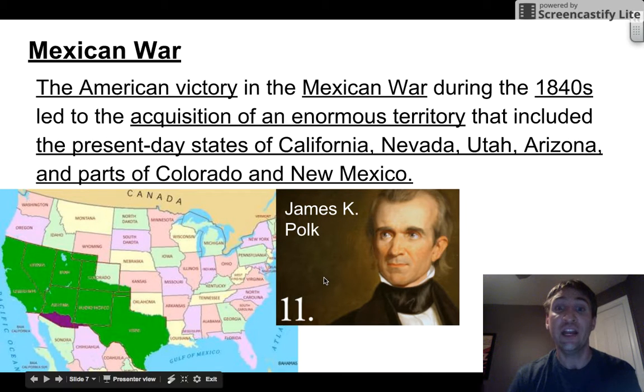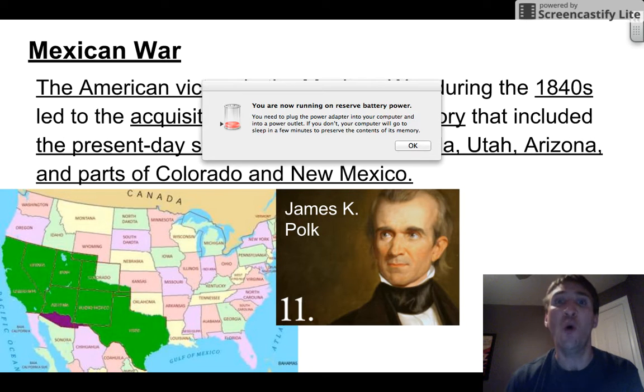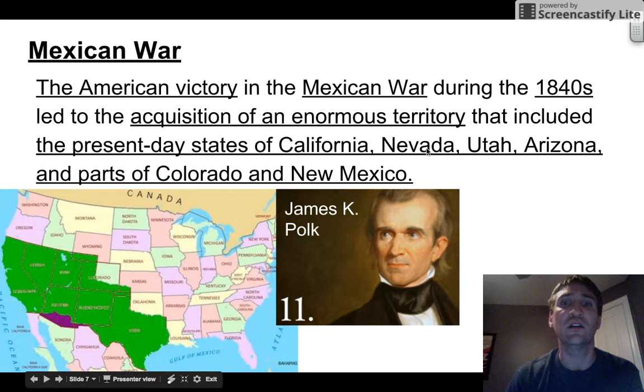All of this area in green used to be owned by Mexico, but the Americans took it over in a war. Here is President James K. Polk. He was the 11th president of the United States, and James K. Polk tries to negotiate with the Mexicans. He tries to say, "We will buy this land from you," but the Mexicans say, "No way, Polk." So what happens? War.